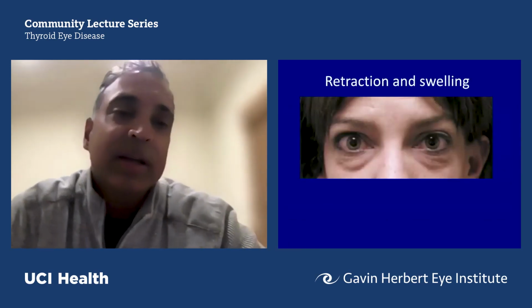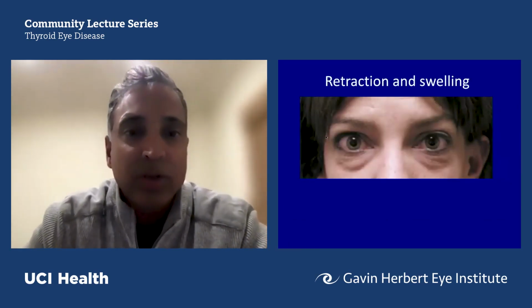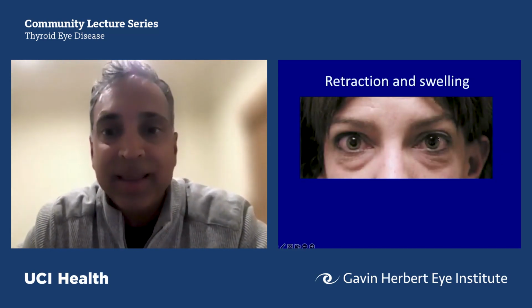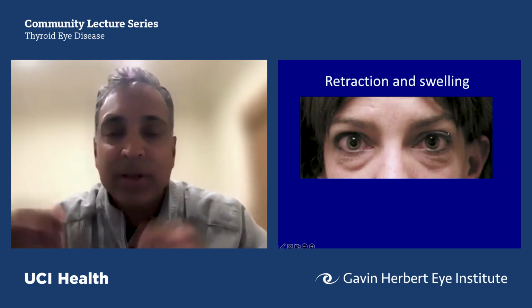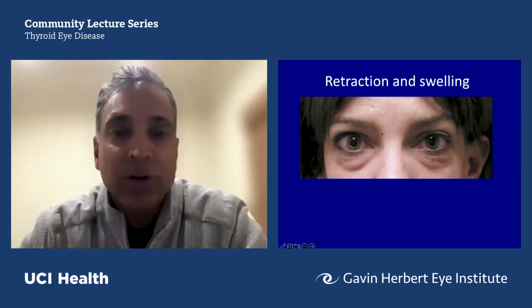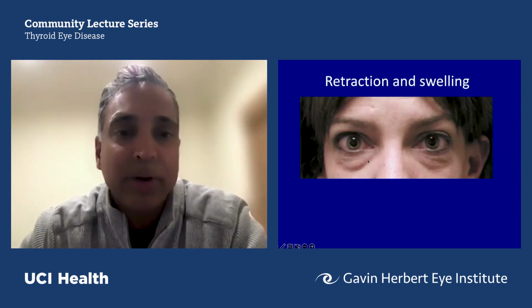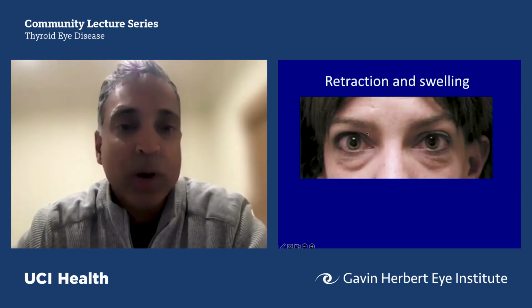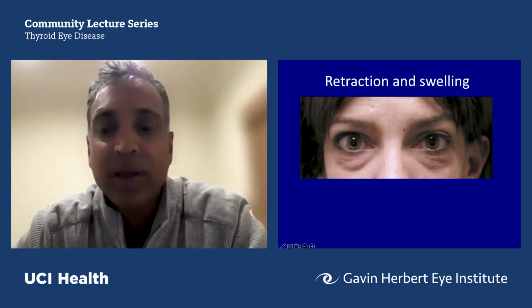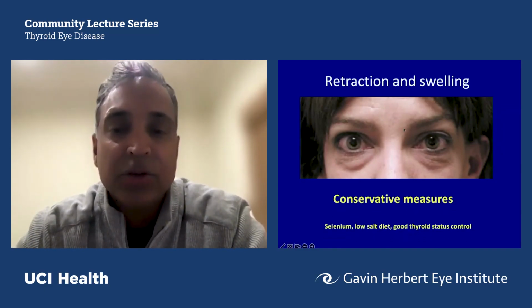Now, when we have retraction and a bit of swelling, you can see that there's some retraction, something known as lateral flare, meaning the outer portions of the eyelid become more flared out. And that's a very common look in thyroid eye disease, and some periorbital edema, some swelling of the tissues surrounding the eye. That could be in the lower eyelids or the upper eyelids. And they're, again, conservative measures.